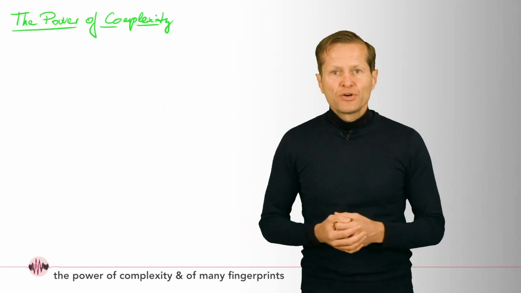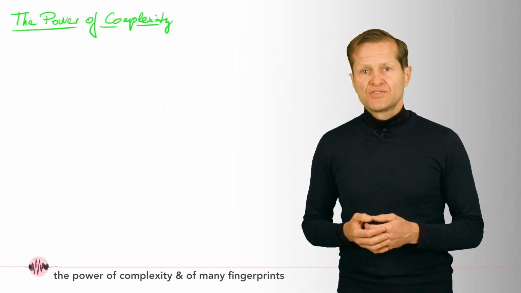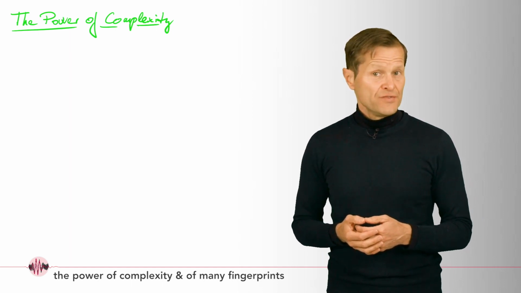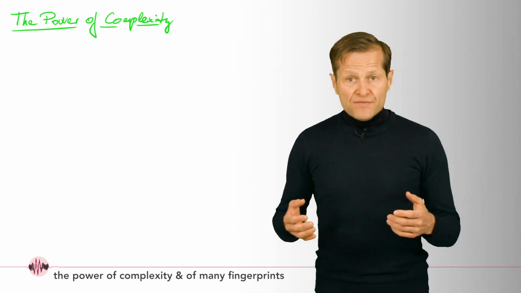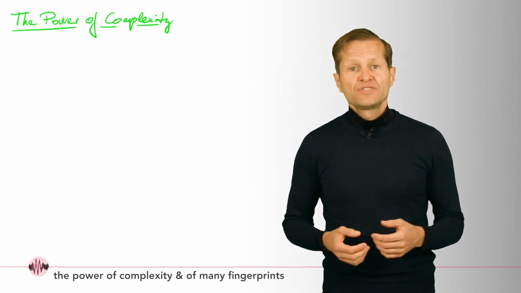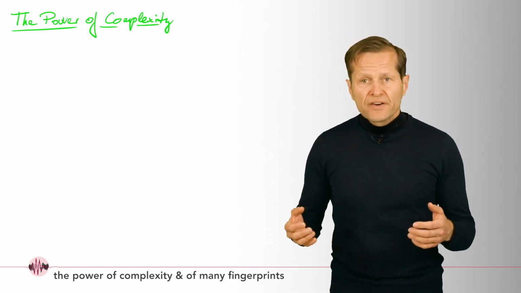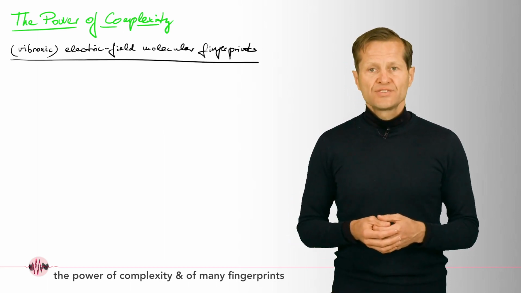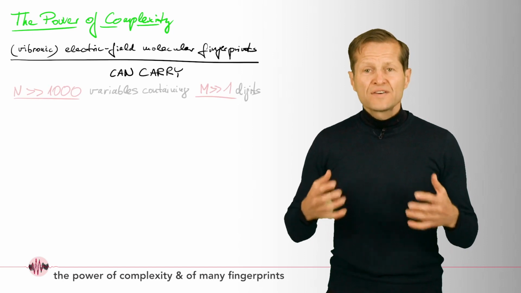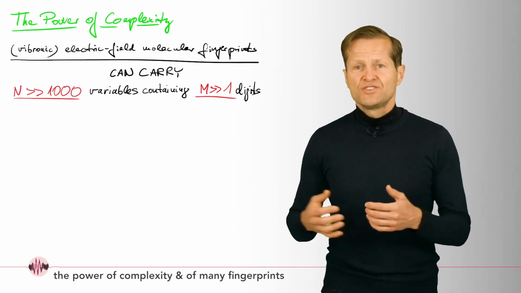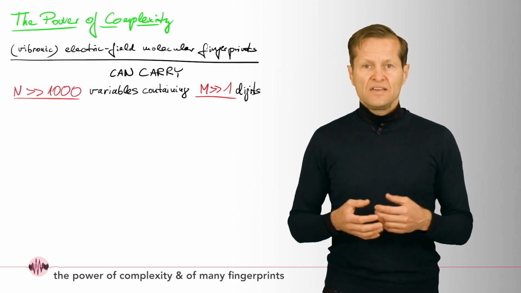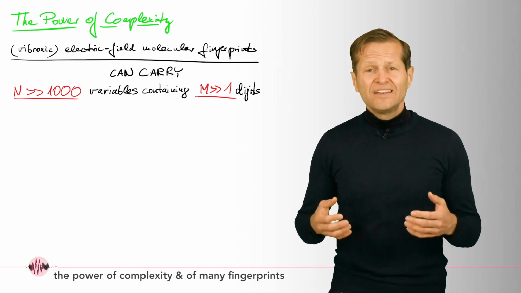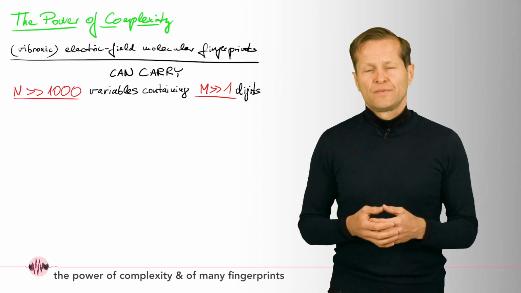Omic and multi-omic approaches can simultaneously access some 1,000 molecules, measuring their concentrations with an accuracy of a few percent. This information comes in the form of about 1,000 two-digit variables. Vibronic electric field molecular fingerprints may deliver many thousands of 5 to 6-digit variables. In order to exploit this potential, the fingerprint variables must carry independent information.